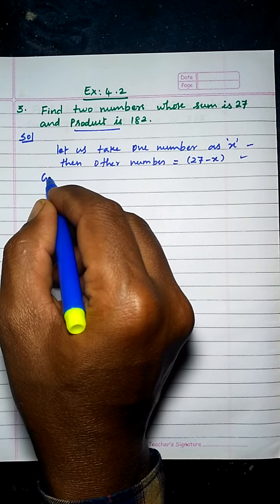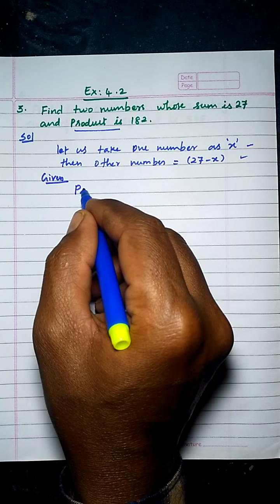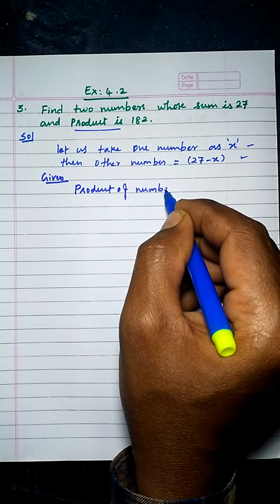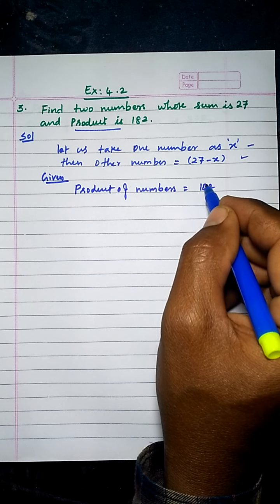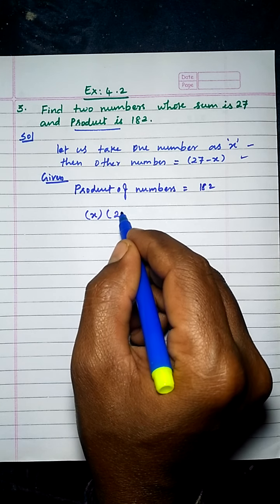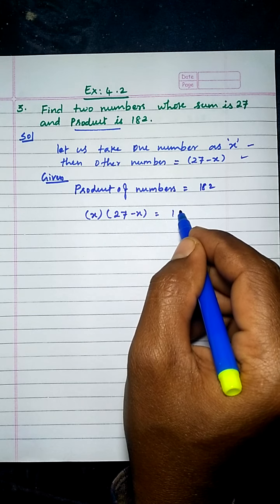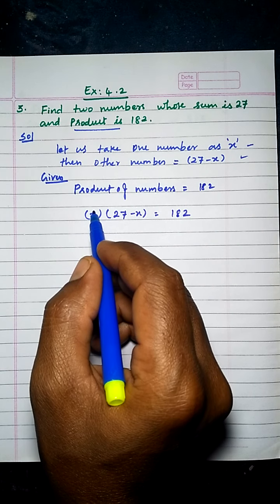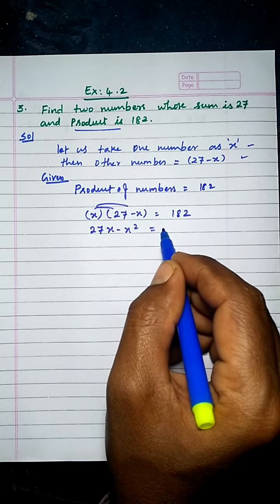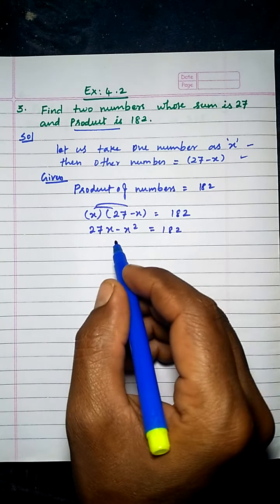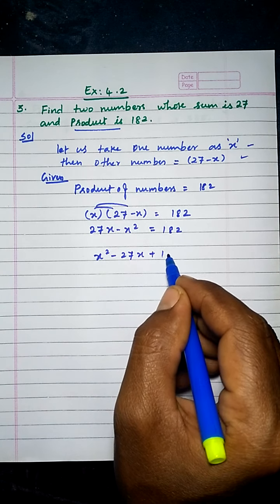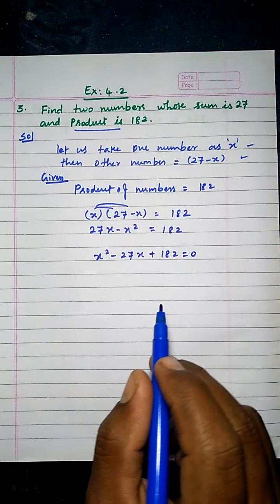Let's take the product here. Given the product of the numbers is 182. Product means multiplication. Let's multiply x inside, then you will get 27x minus x square equal to 182. Take everything to one side, then you will get x square minus 27x plus 182 equal to 0. So you got one quadratic equation.